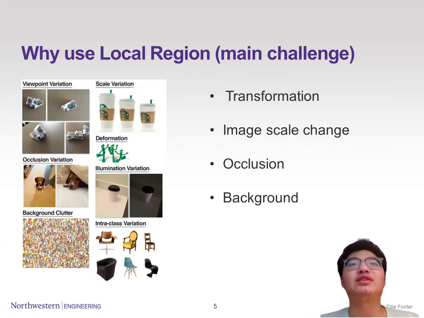Why do we need local feature extraction? Because there are a lot of challenges in image processing. Local features can solve these problems: transformation, image scale change, occlusion, and background. This is highly related to the properties of local features.